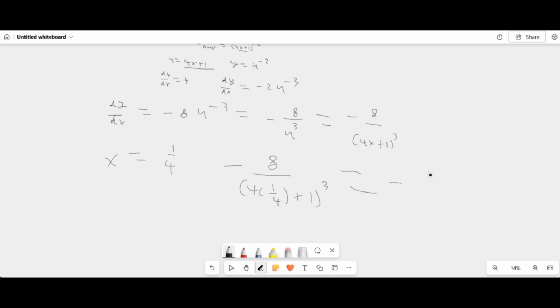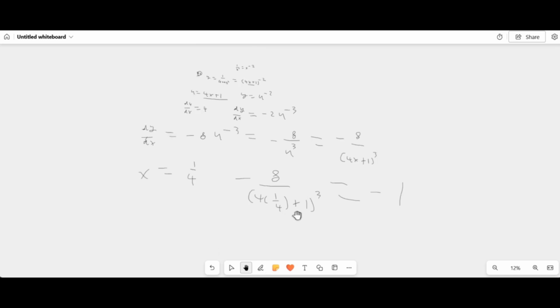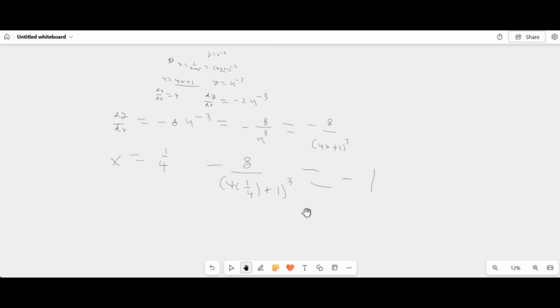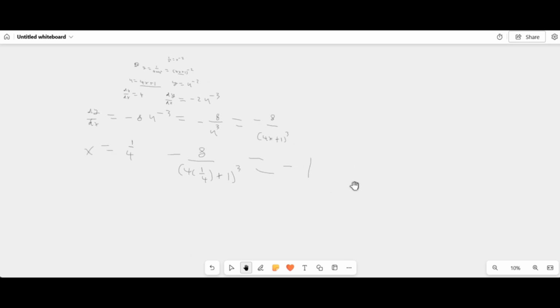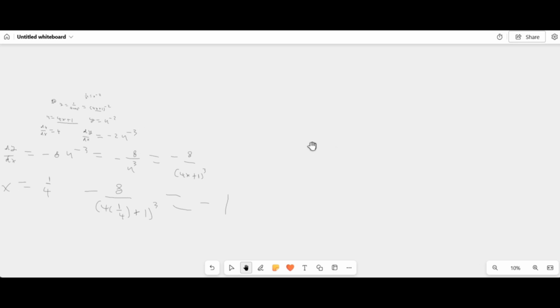Yeah, that gives you negative 1, so that's the answer. You can obviously tell it's going to be negative 1, because you can tell that's 8, 4 times 1 over 4 is 4 plus 1, which is obviously 2 cubed is 8, and then 8 over 8. So there you go, that's the answer.